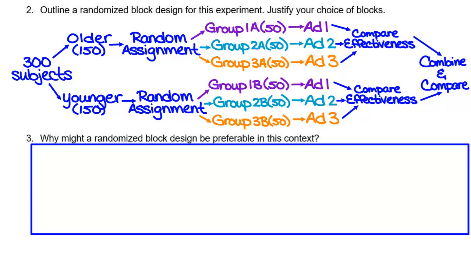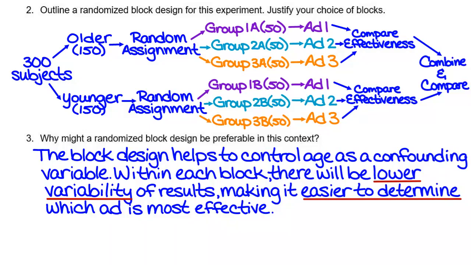Why might a block design be preferable in this context? I kind of gave a hint to this one already. What does it let me control for? Potential confounding variables. In this case, with the way I designed my blocks, I think age might be a confounding variable. For those of you that chose political party, that would absolutely be a confounding variable that could show up. The goal with doing this is to decrease the variability within the block, which would make it easier for us to determine which one is the most effective.